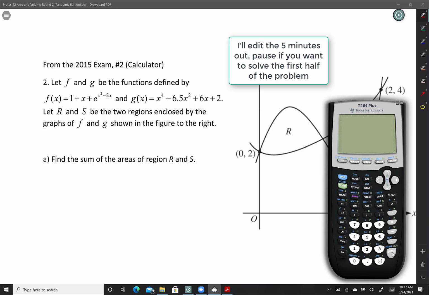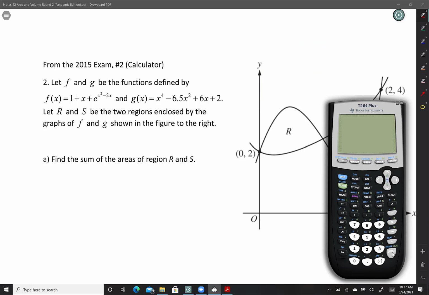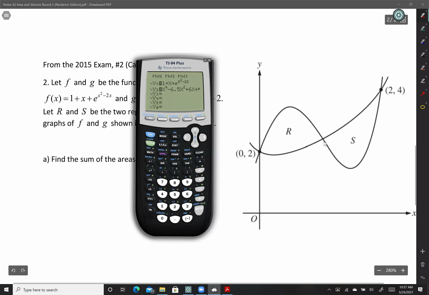It says, let f and g be the functions defined by, and they tell you f, and I type that into y1, and g, and I type that into y2. Let R and S be the two regions enclosed by the graphs of f and g as shown in the figure to the right. Find the sum of the areas of regions R and S. So the first thing I do is type y1 and y2. The next thing I do, I need to find that intersection right there.